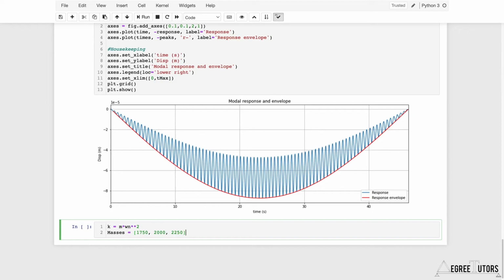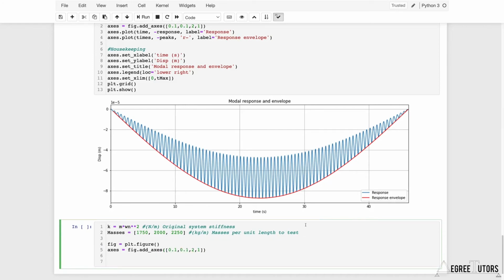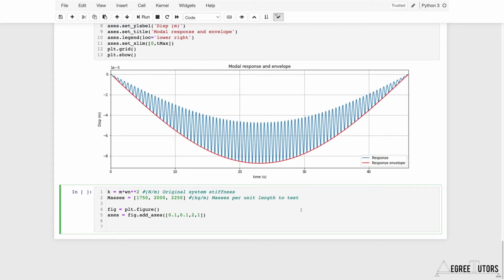Now what we want to do is run our simulation, simulating the response for a person walking across the bridge with these different masses. It's a relatively easy thing to do. I'm going to set my figure up, and then go into a loop that loops through each case and adds a new line to the figure on every loop iteration. We've seen this pattern before.